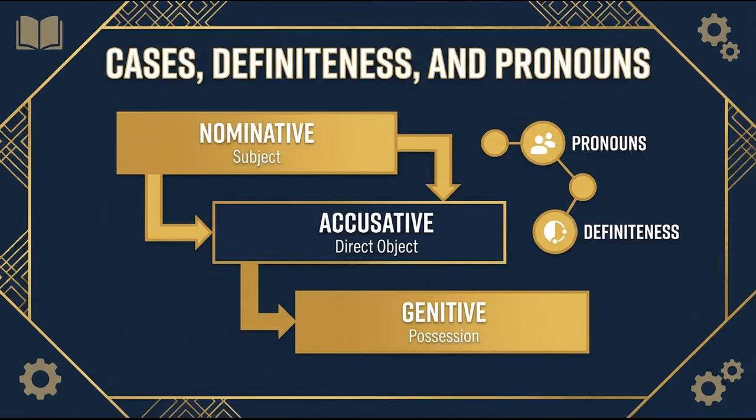When using attributive adjectives, they must agree with the noun in gender, number, case, and definiteness. For example, both words take the definite article in al-kitabu al-jadidu for the new book.